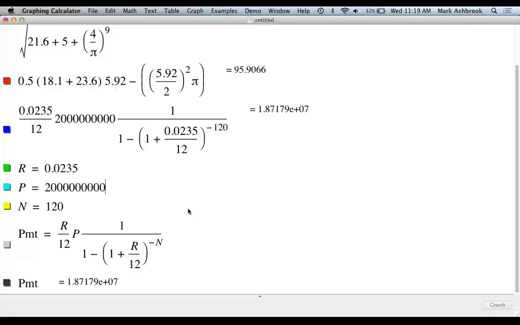Okay, what are we getting for the second row? Second row? $3,295.06.